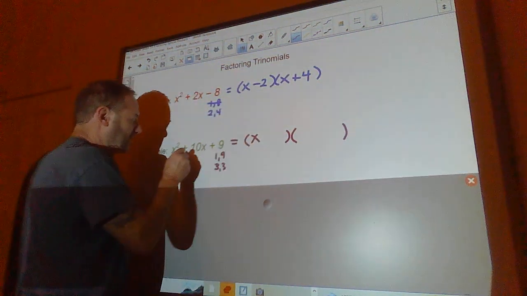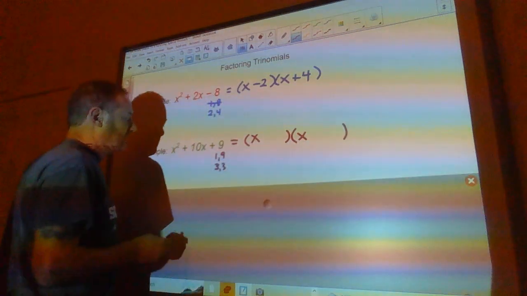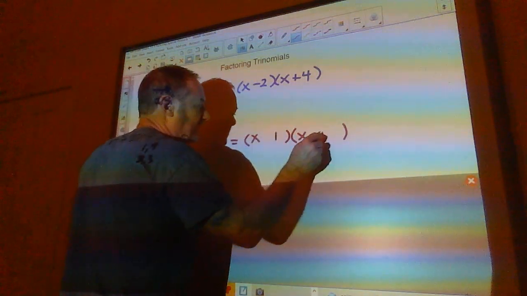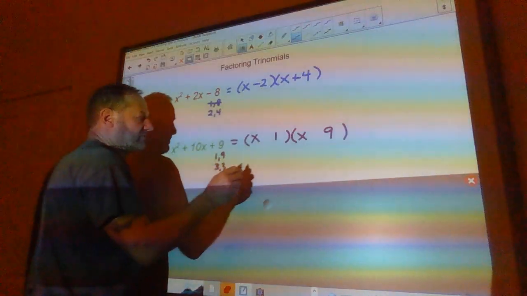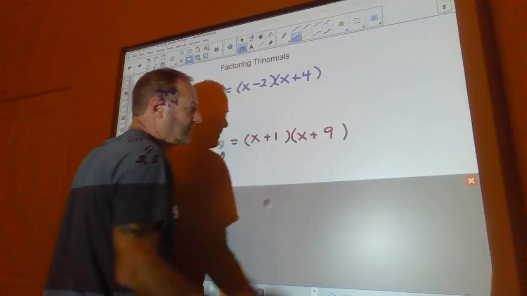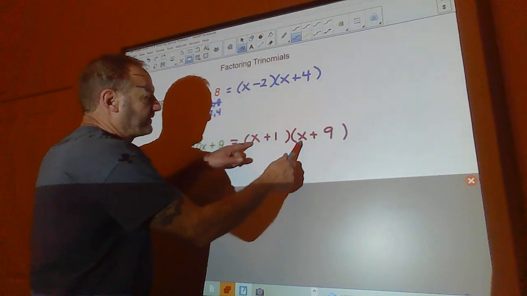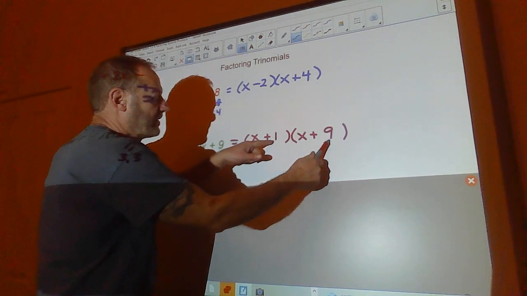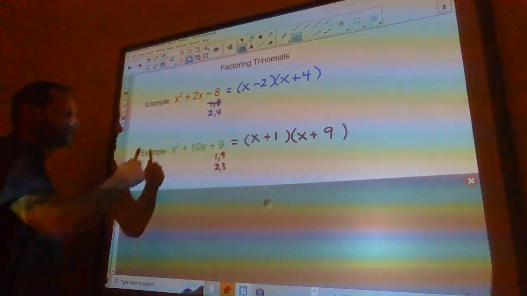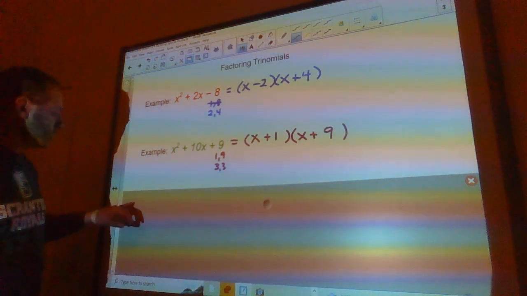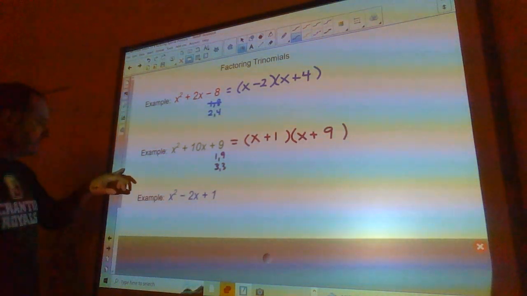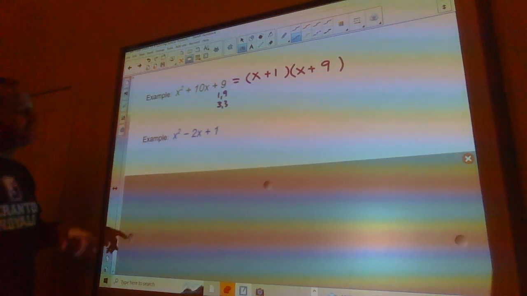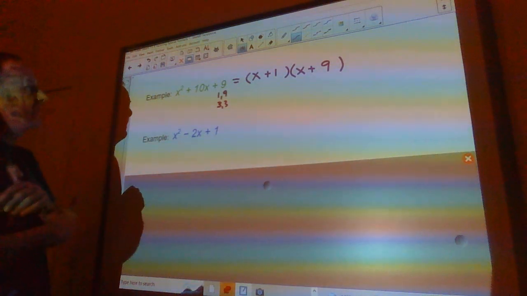So my x's are going to go here. I got a 1 and a 9. I need to make positive 10, so they're both going to be plus. So now if I FOIL this, I get x squared plus 9x plus another x makes 10x's plus 9. And I get this. Okay, why don't you take a second, pause the video, and try this one and see what you get.